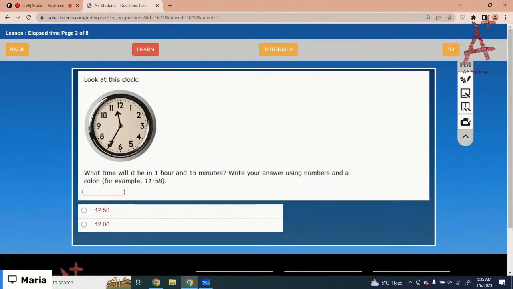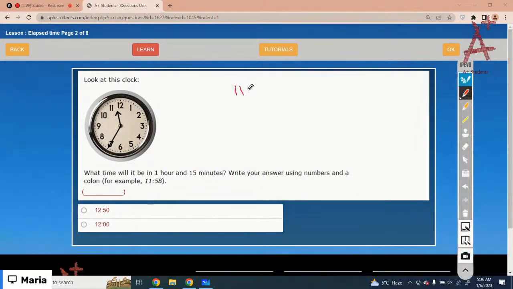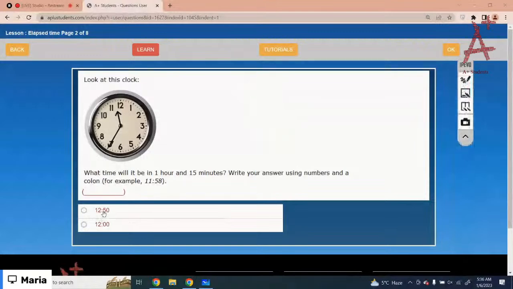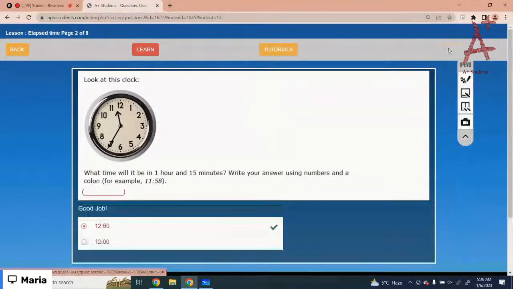Okay, the next one is look at the clock. What time will it be in 1 hour 15 minutes? The clock shows 11:35. 15 minutes: 5 and 5, 10, 3 and 1, 50, and 11 and 1 is 12. That means 1 hour 15 minutes later, the clock shows 12:50. Got it? So select the correct option and click on the OK button.